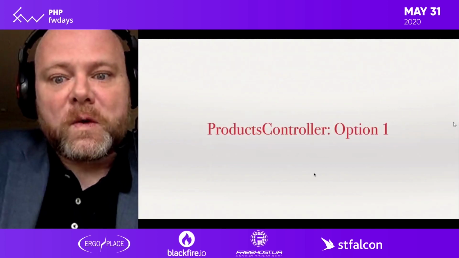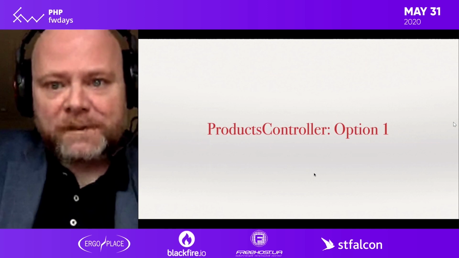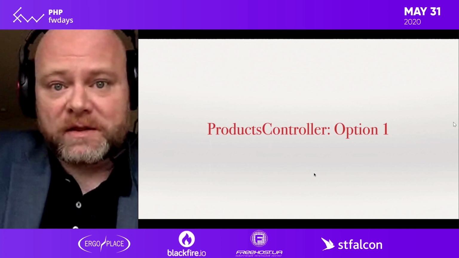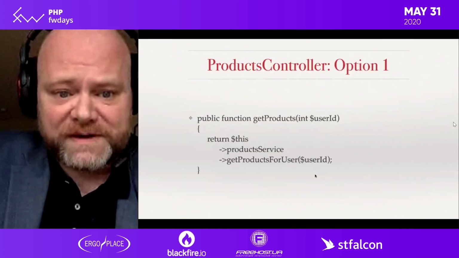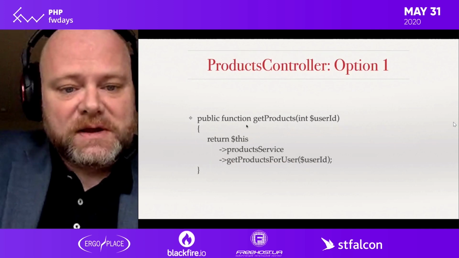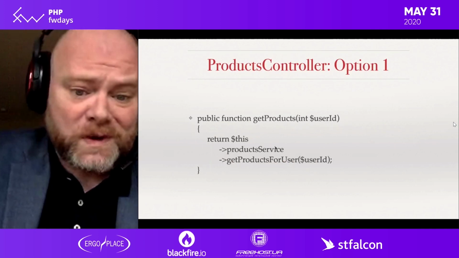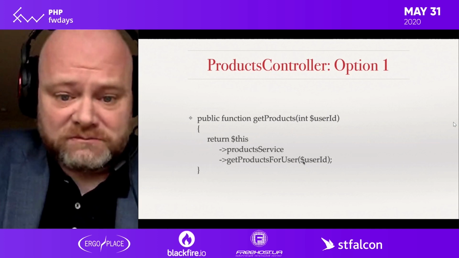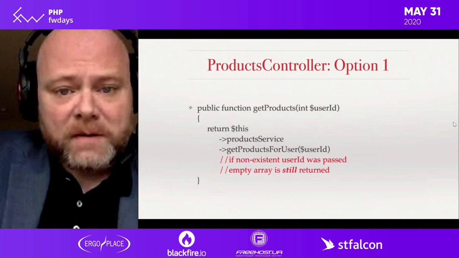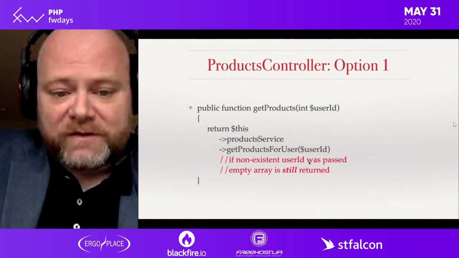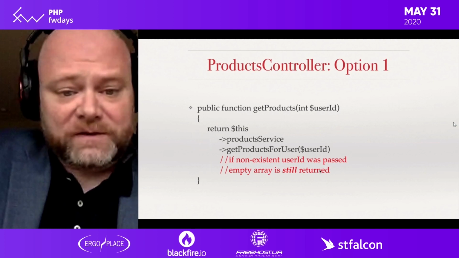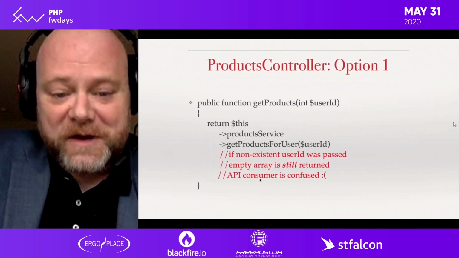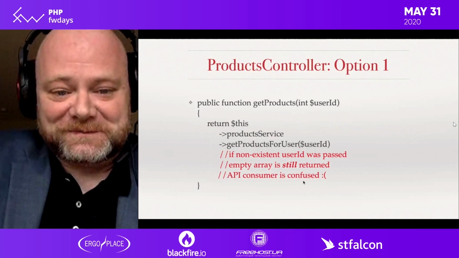Okay, so let's look at what option one looks like, right? Option one, we're not handling the error case at all. So the code is going to look pretty simple, right? So this is the products controller. It's just one line, really, because all it does is call the product service, and it's not trying to handle the error condition. That's one way to do it, right? So yeah, if a non-existent user ID was passed, the empty array is still returned. Okay, so that's for option one. And so now your API consumer is going to be confused.